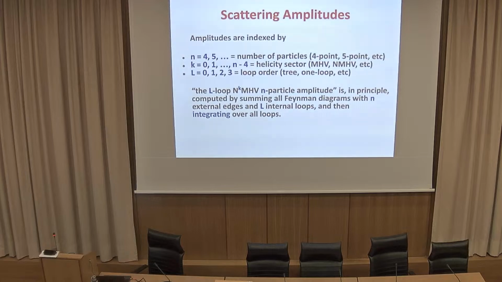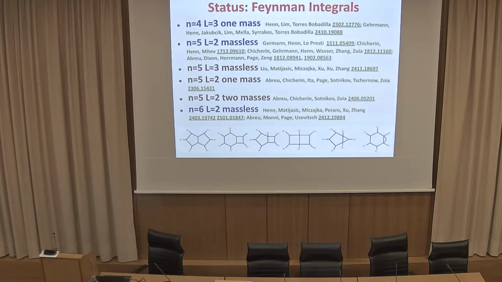So what are scattering amplitudes? They're characterized by 3 integers. First, how many particles scatter: 4, 5, etc. Then each particle has a helicity, so we call them MHV, NMHV, and N-squared MHV. And then we have the loop order: tree level, 1 loop, 2 loops. That's how we're going to categorize the amplitudes. So what's the status?